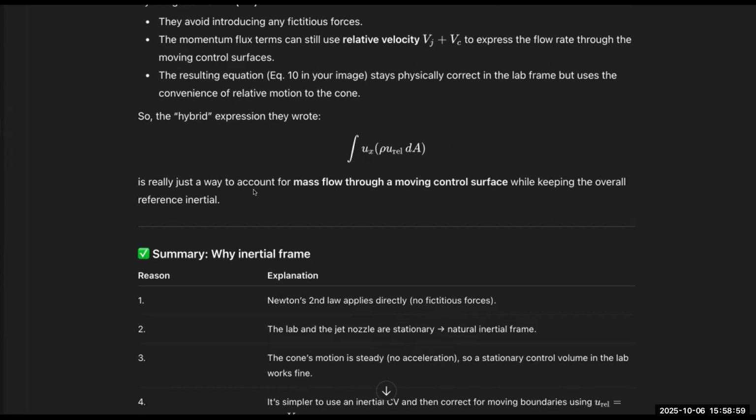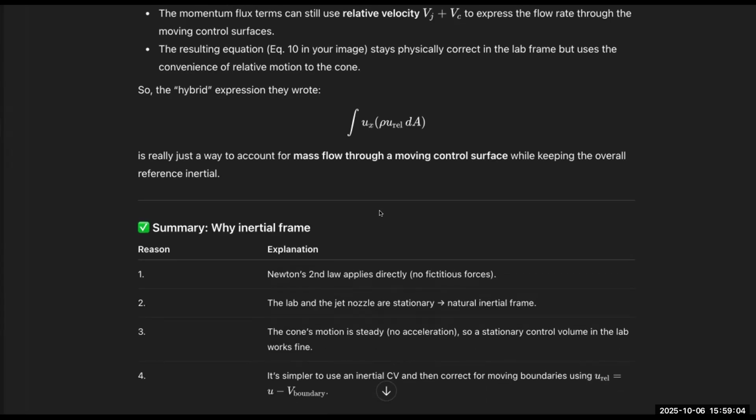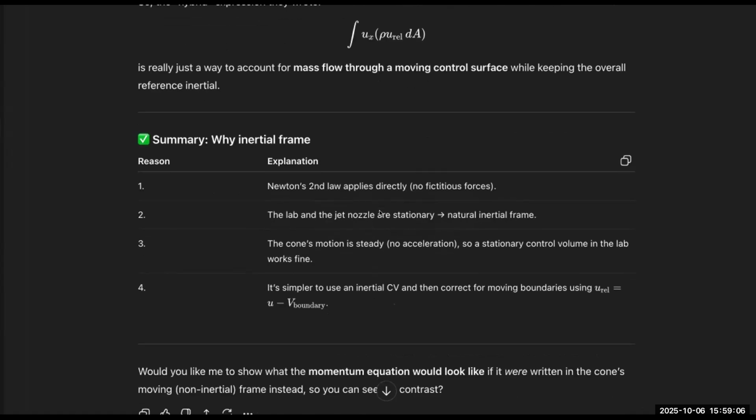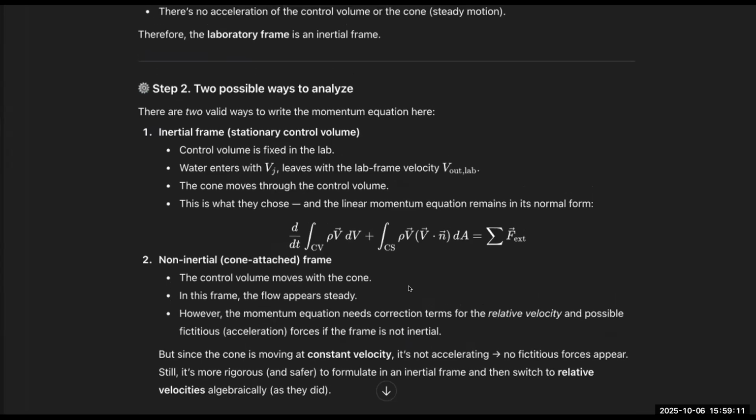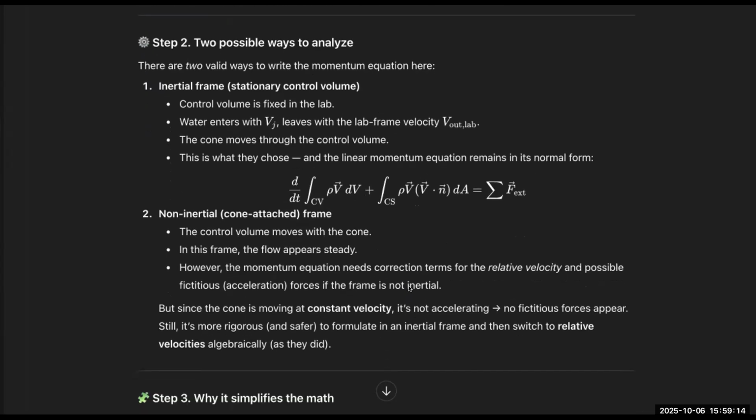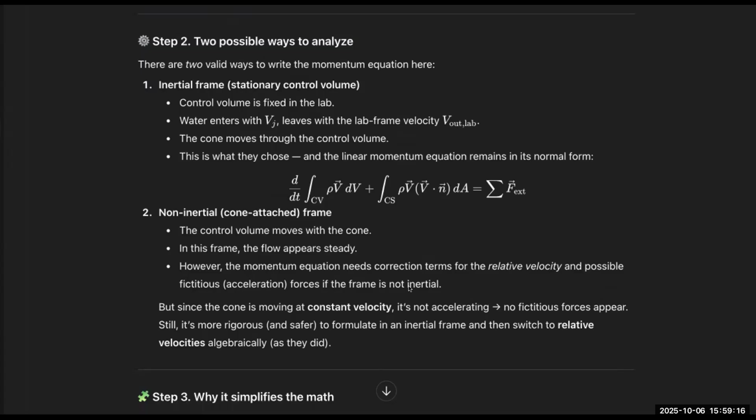So it really is just a way to account for mass flow through a moving control surface while keeping the overall reference inertial. So yes, there are two valid ways to write the momentum equation here. We can use an inertial frame with a stationary control volume, where the control volume is fixed in the lab and water enters with Vj and leaves with the lab frame velocity V out lab. And the cone moves through the control volume. And this is what they chose, and the linear momentum equation remains in its normal form.